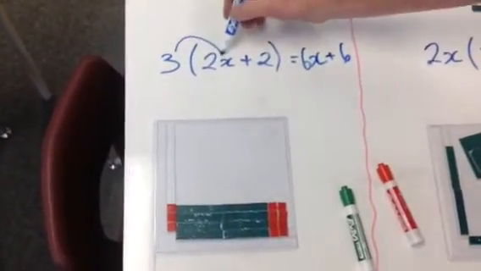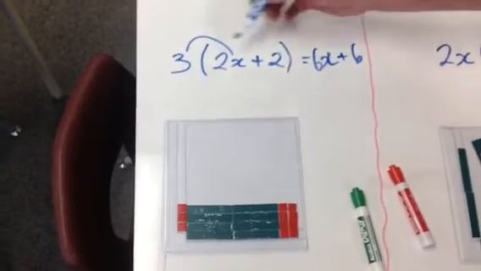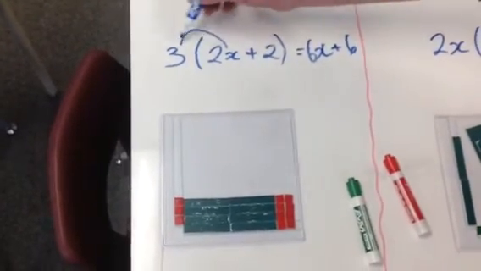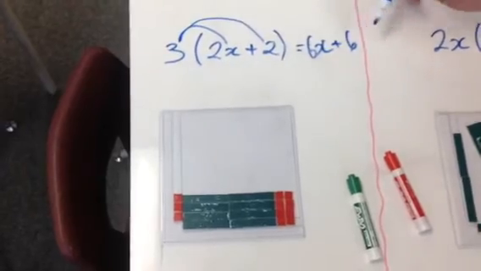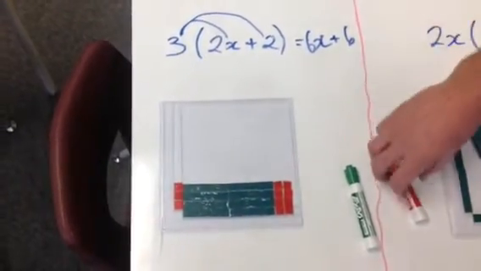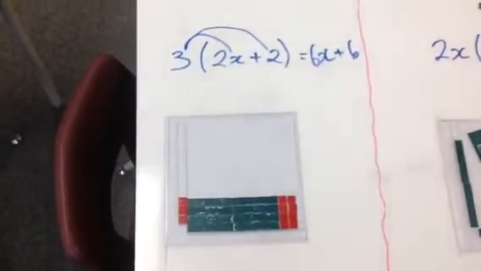Notice if we went 3 times 2x, we would get 6x, or 3 groups of 2x. And 3 times 2, or 3 groups of 2, is positive 6. Okay. You probably remember from previous years that that's called the distributive property.